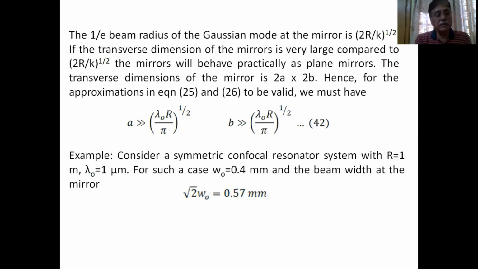So A must be very much greater than square root of lambda naught R by pi, and B must be very much greater than square root of lambda naught R by pi. For example, consider a symmetric confocal resonator system with R equal to 1 meter and lambda naught equal to 1 micrometer. For such a case, W naught is equal to 0.4 millimeter. And the beam width at the mirror will be √2 W naught, which is equal to 0.7 millimeter.